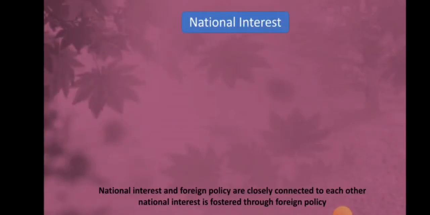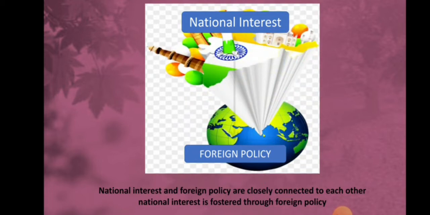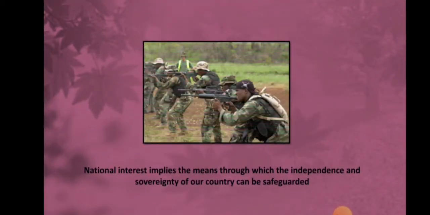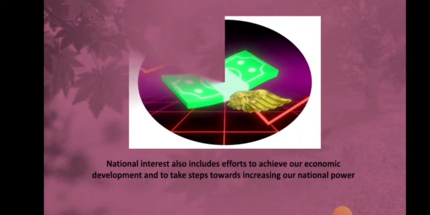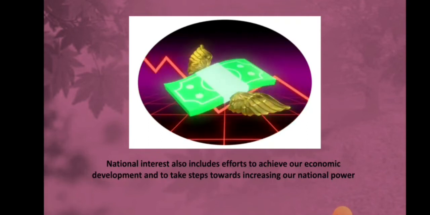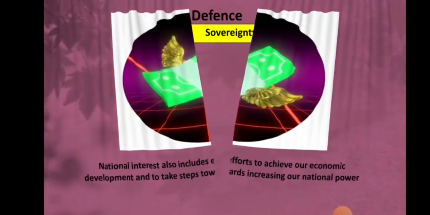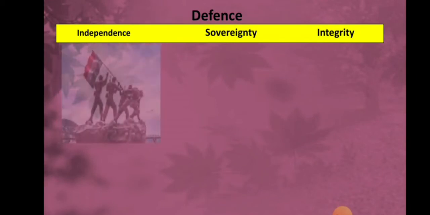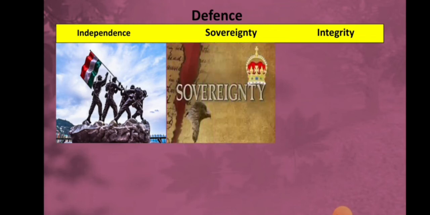National interest and foreign policy are closely connected to each other. National interest is fostered through foreign policy. National interest implies the means through which the independence and sovereignty of a country can be safeguarded. National interest also includes efforts to achieve our economic development and to take steps towards increasing our national power. So if you see, defense, independence, sovereignty, integrity.